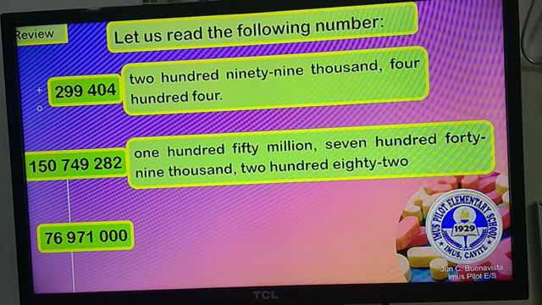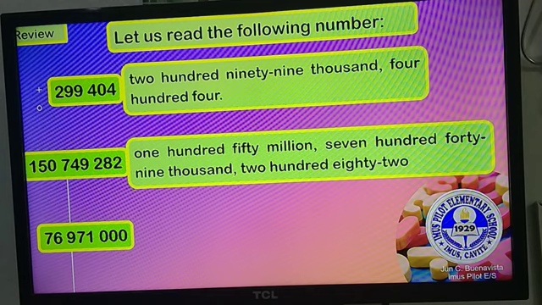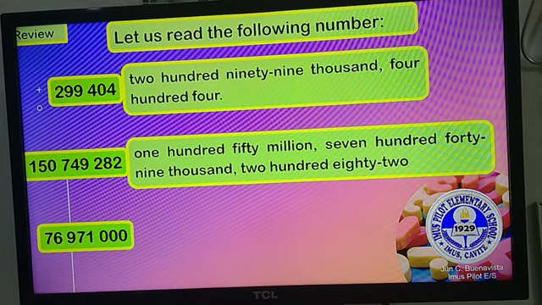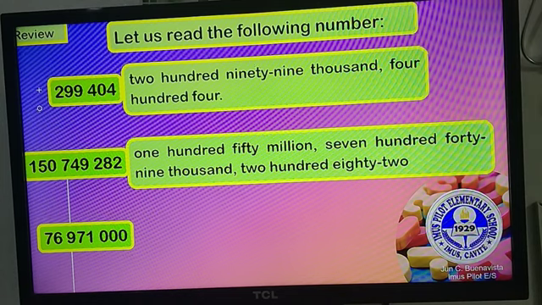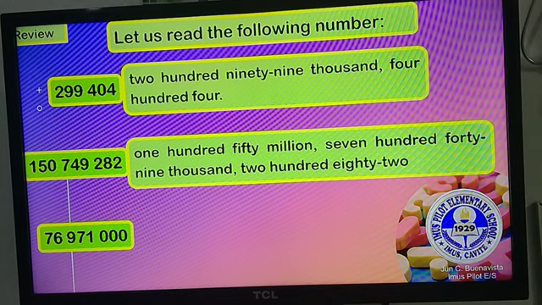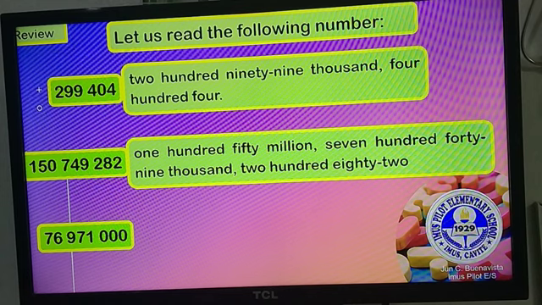150,749,282. Again, 150,749,282. So look at that. So in every period, there is a comma, and for every number, let's say 49, there is a dash. That is the proper way of writing word number.